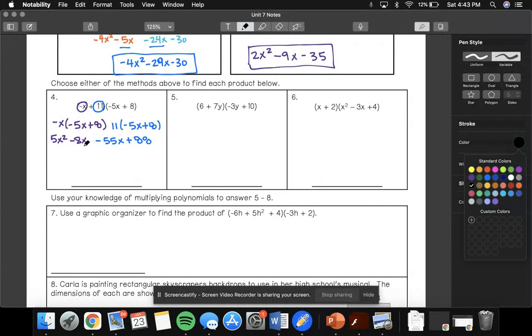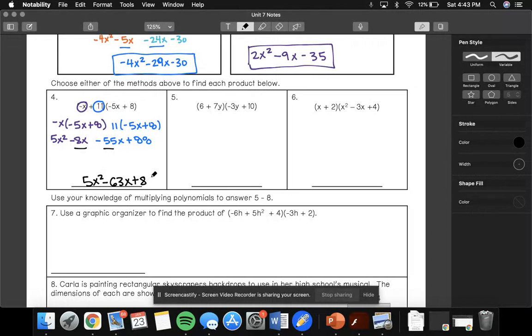Now I'm going to combine like terms. I have 5x squared minus 63x plus 88.